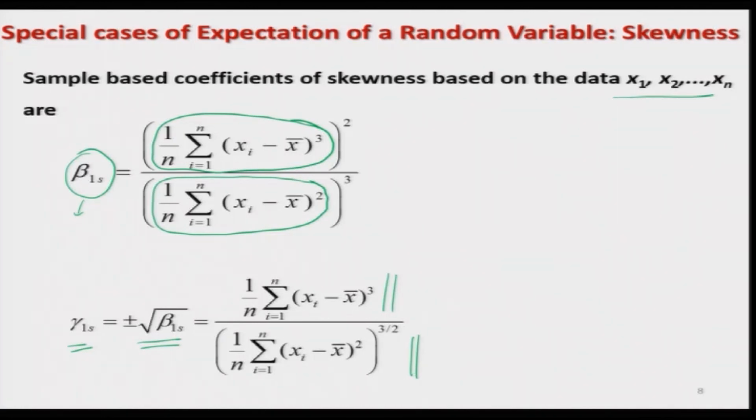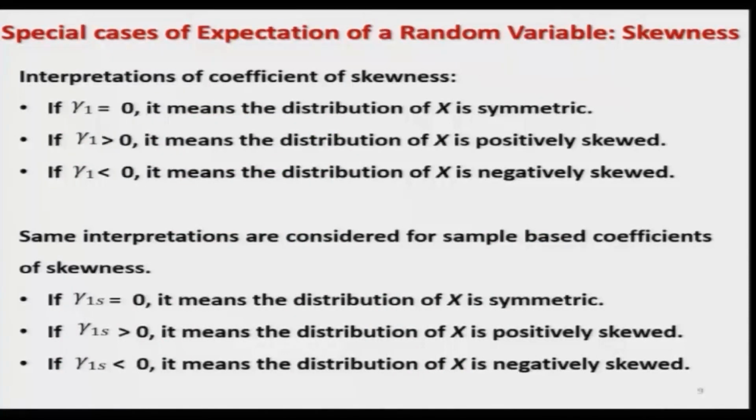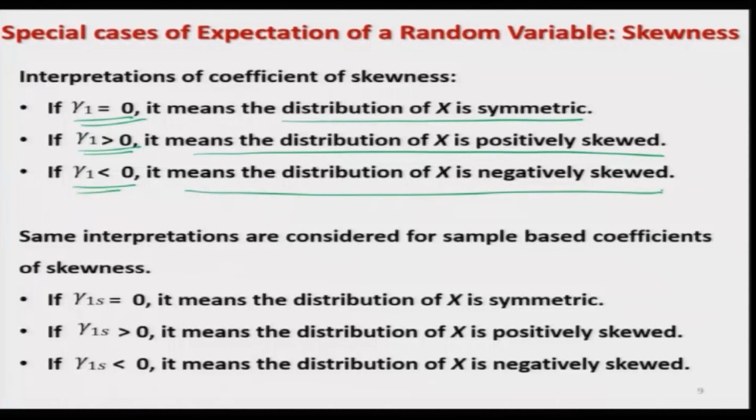So, that can take a positive value and a negative value. You can see here, because this is a cube value, this can be greater than 0, this can be less than 0, as well as this can also be equal to 0. But this sign is going to indicate whether the skewness is positive or negative. So, what is the interpretation of this coefficient of skewness? In case gamma 1 is 0, this means the distribution of x is symmetric. If gamma 1 is positive, it means that the distribution of x is positively skewed, and if gamma 1 is less than 0, it means the distribution of x is negatively skewed.